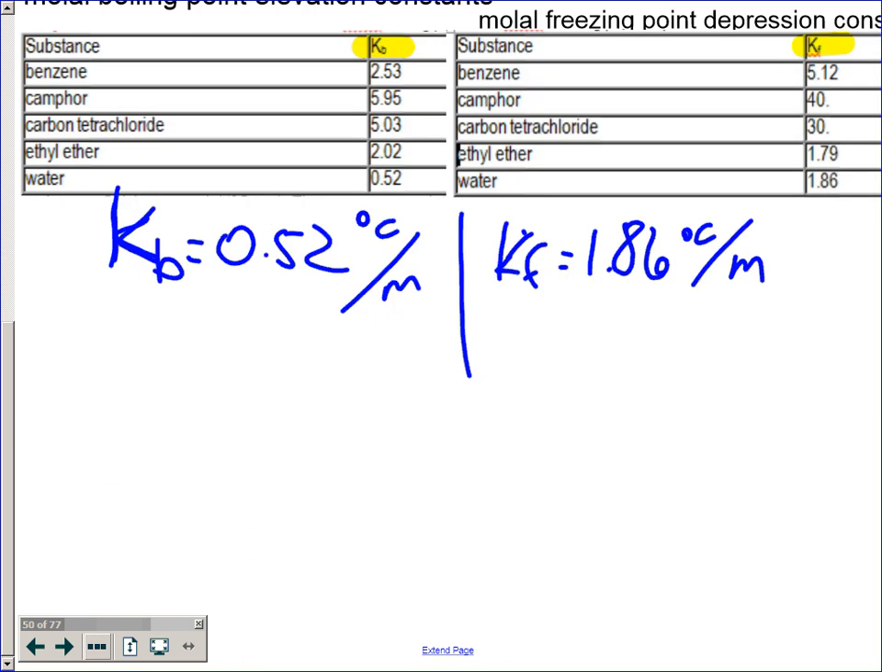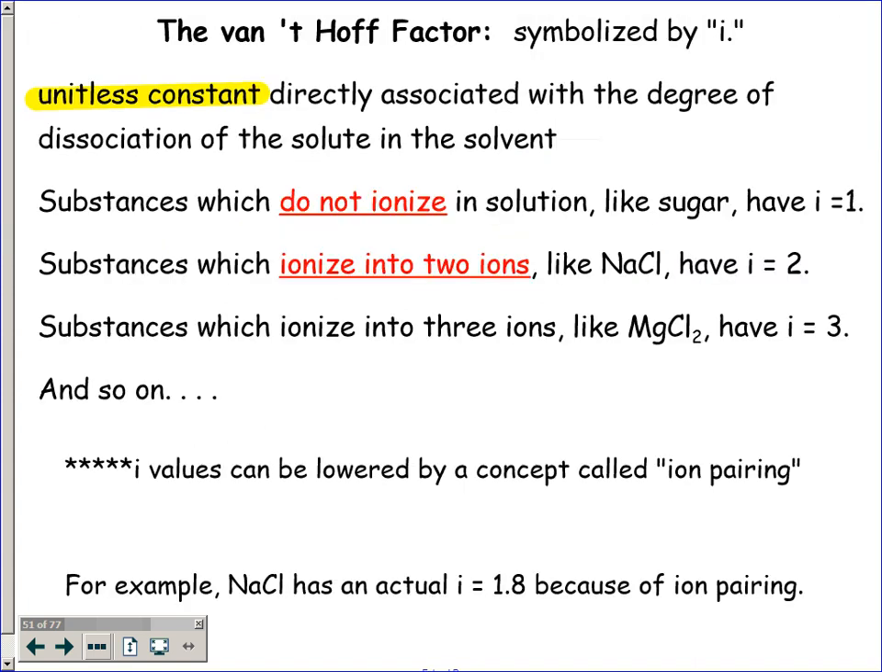However, there's a table in your textbook. I also can always pull this back up for you if you have a non-aqueous solvent. Okay? All right, so read this because we talked about this yesterday. Write down what you need to.